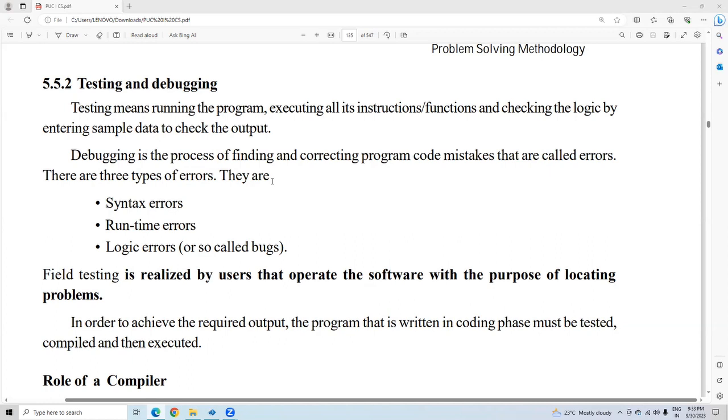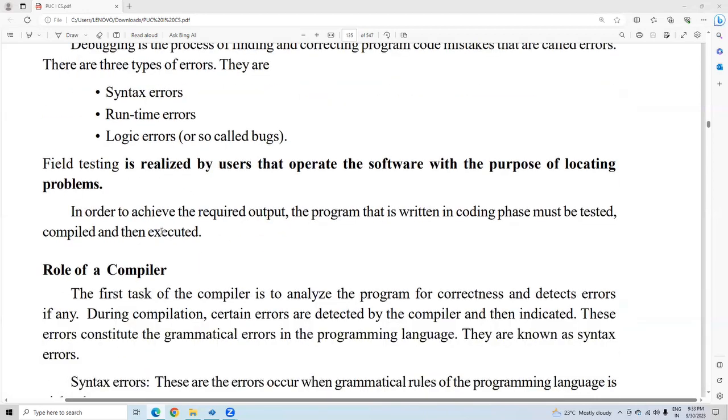And debug in the sense what? It is the process of finding and correcting the program code mistakes that are called errors. See, during the testing, if they come to know that this is not working for this set of data, or this is not giving a proper result for this type of data, or while executing the program some parts are not working properly, it is getting hanged, it is getting stuck in between, then finding and correcting those errors, right? Finding and correcting errors in the program code is called as what? Debugging. There are 3 types of errors: syntax error, runtime error, logic error, right?